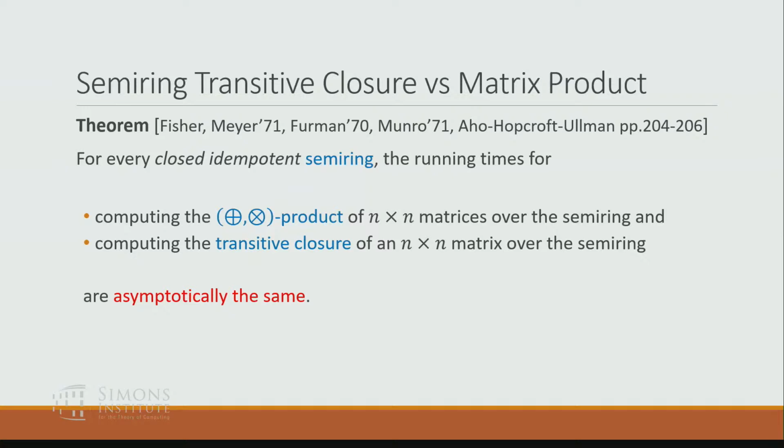And it generalizes these results of Fischer, Meyer, Furman, and Munro. Basically, they showed that this theorem holds for the Boolean semiring and the tropical semiring, but it more generally holds for all idempotent closed semirings. And it is that the complexity of computing the matrix product over that semiring is exactly the same as that for the transitive closure. So here closed is like the star operation exists. Yeah, according to the book here. Yeah. Okay, so I wanted to say this.